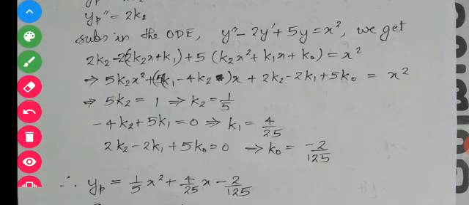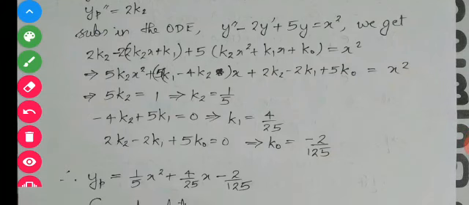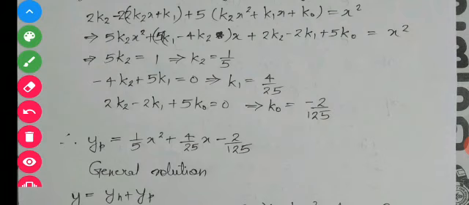That is, you have to take it as your second equation. And then the third equation will be: you have to equate the constant terms on both sides. The constant term on the right hand side is again 0. The constant term on the left hand side is 2k2 minus 2k1 plus 5k0 equal to 0. Okay, now you solve these three equations.